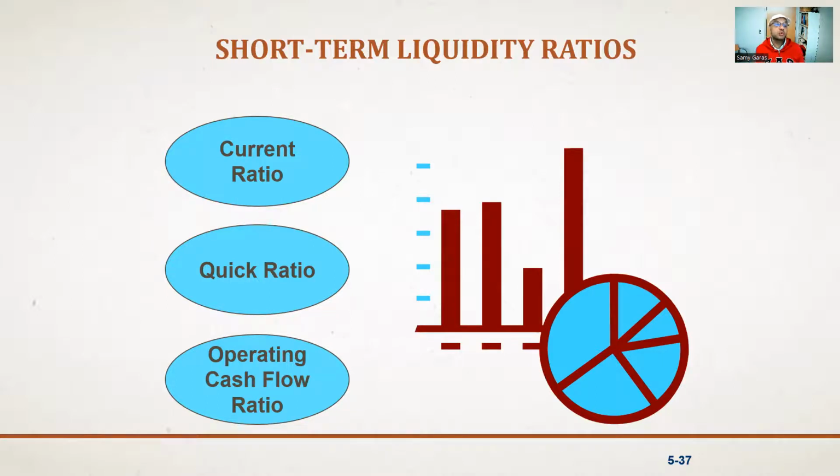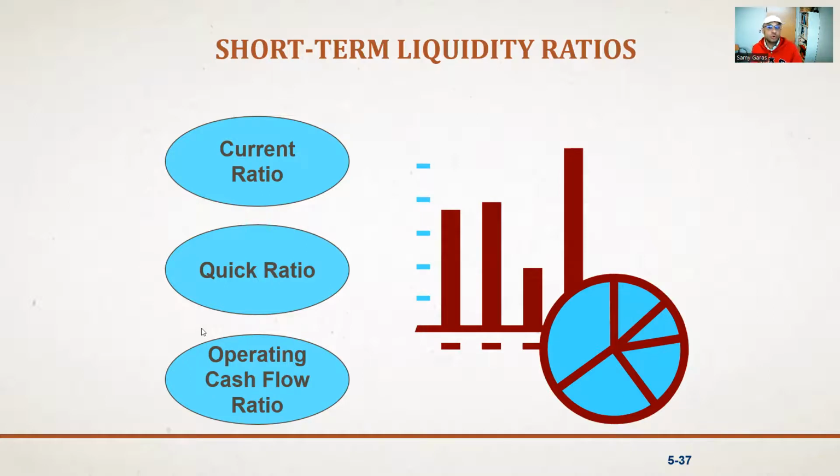First, we have one group of ratios that can cover the liquidity of the company. What do we mean by the liquidity of the company? The ability of the company to survive one more year by paying the normal liabilities, the current liabilities. And we can measure the liquidity by current ratio, quick ratio, operating cash flow.